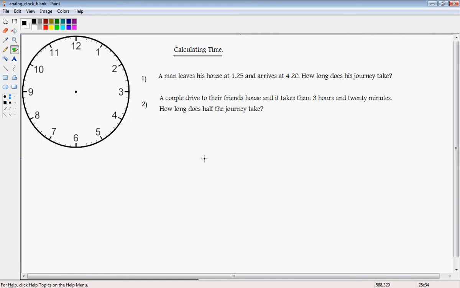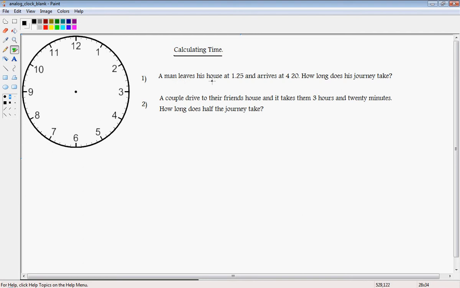Okay, so calculating time. Now I really don't want to offend anybody or upset anybody. I'm sure that you can all tell the time and you're very capable of calculating time, but there are a couple of things that I think I should point out because they're very basic errors that some people make.